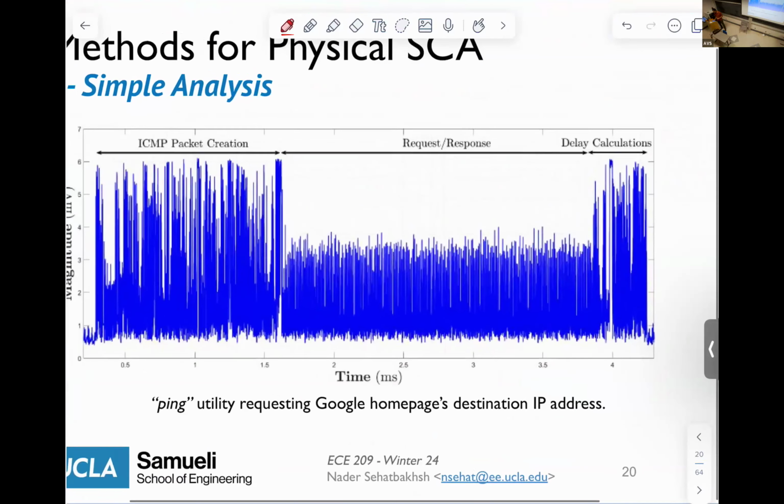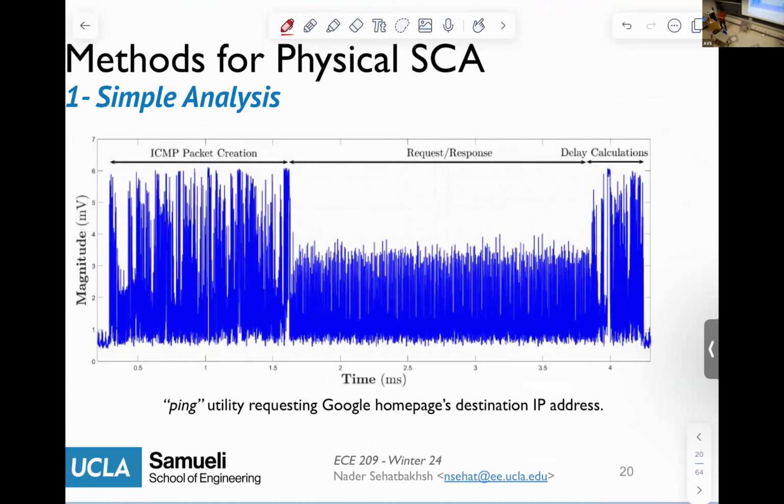Another example of simple analysis is something like this. This is not particularly a crypto function, but just the ping operation, like the ping command in your Linux system. If you look at the power signals you receive from this activity on the device, the y-axis is the amount of power and the x-axis is the time. You see very different behavior, things going up and down, but you can see very clear patterns. There's this pattern, then this pattern, and so on and so forth.